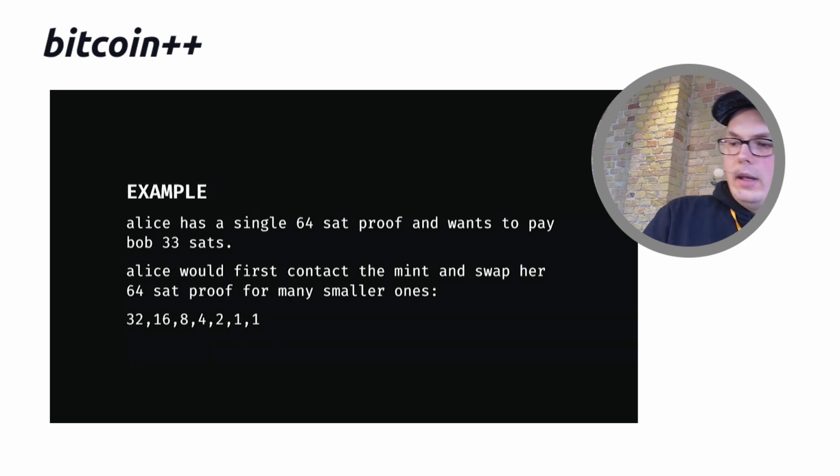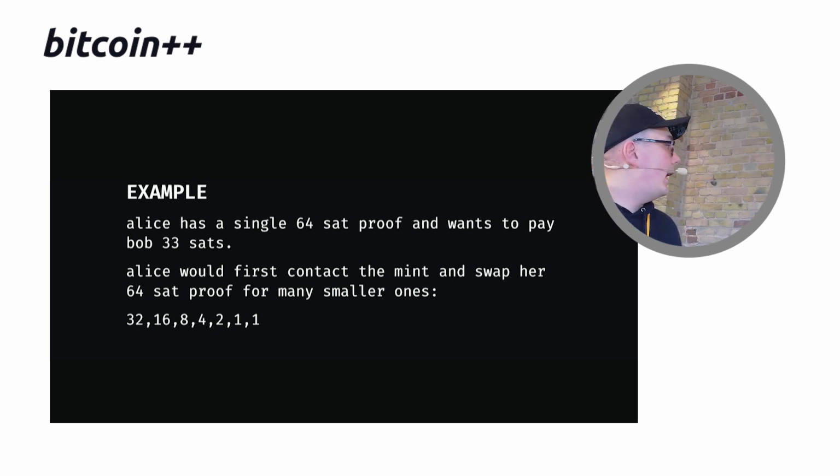So here we have this example, right? Alice has a 64 sat proof. Bob wants 32 sats. So Alice contacts her mint and is like, hey, I want to swap my 64 sat proof for many smaller ones. And the list of numbers that you see here, 32, 16, 8, 4, 2, 1, and 1, make up 64 as well, but now Alice has smaller denominations and smaller proofs.